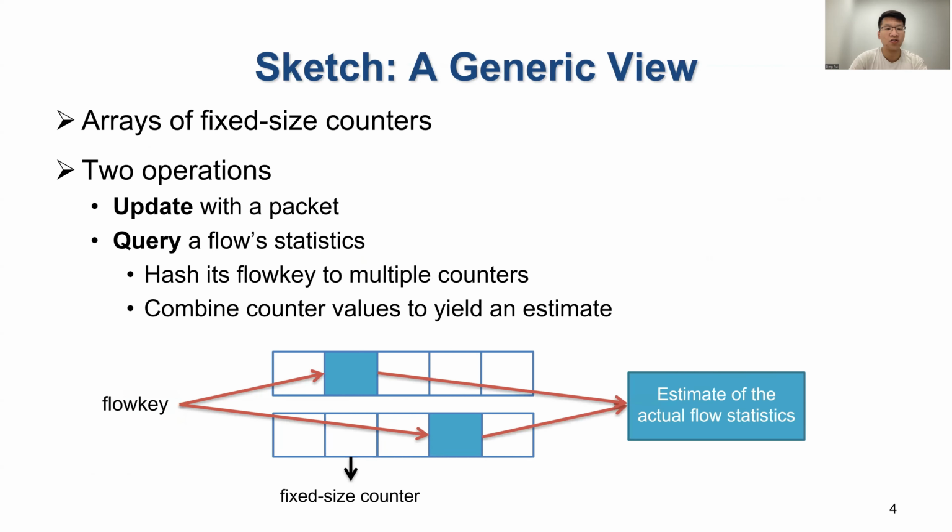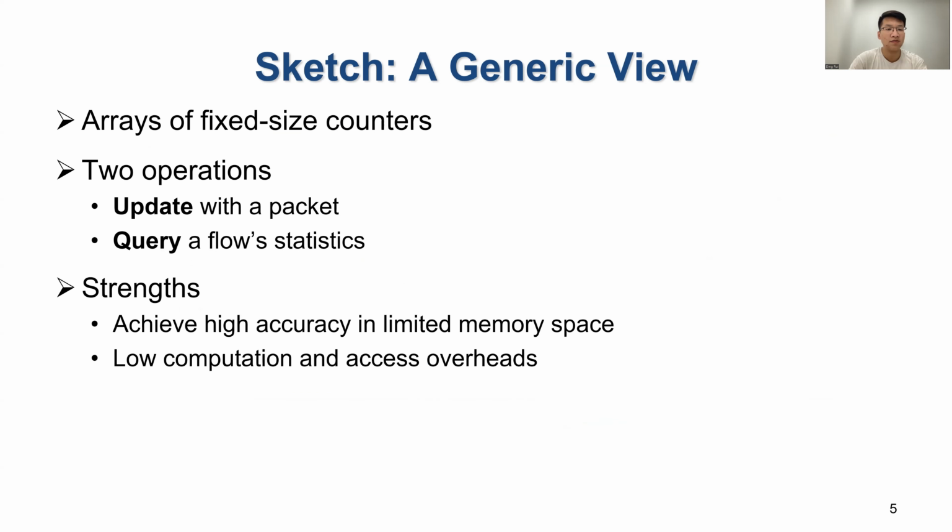The second operation is querying of flow statistics. It hashes the flow key to multiple counters and combines their values to yield an estimate. The strengths of sketch are twofold. First, it achieves high accuracy in limited memory space. Second, it incurs low computation and access overheads.